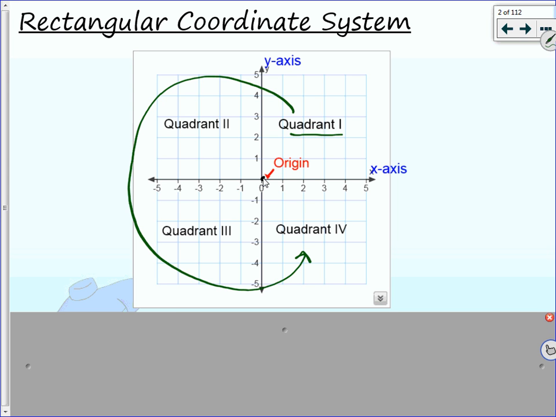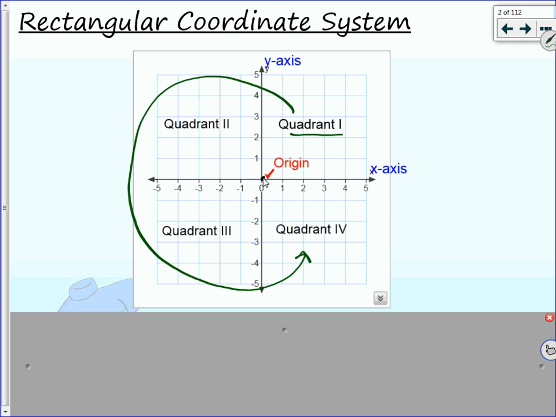If you're in quadrant 3, do you guys see how everything's negative? Negative x and negative y. And then if you're in quadrant 4, you have positive x values and negative y values. So your x's and y's change positives and negatives depending on the quadrant you are in.